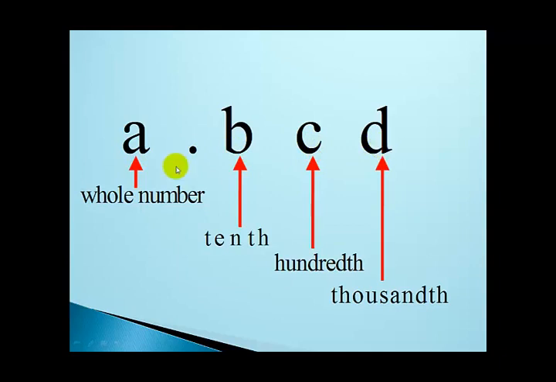Now, A, that is the number before the decimal point, is the whole number. The first digit after the decimal point is the tenths. The second digit after the decimal point is the hundredths. And the third digit after the decimal point is the thousandths, in that order. Now let's continue.